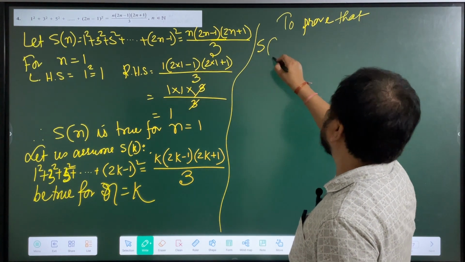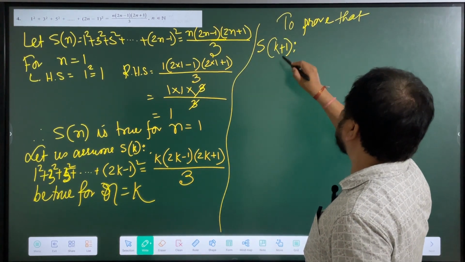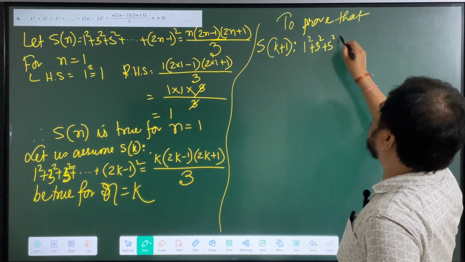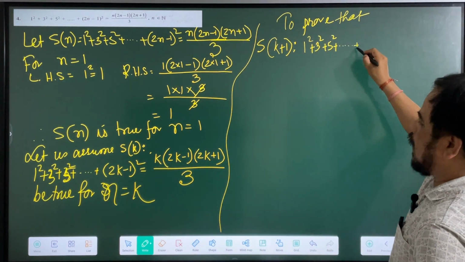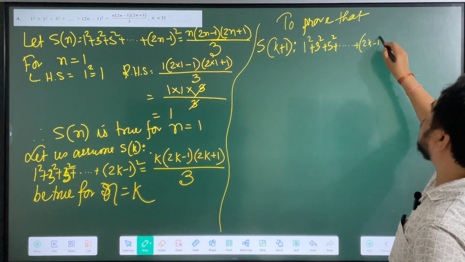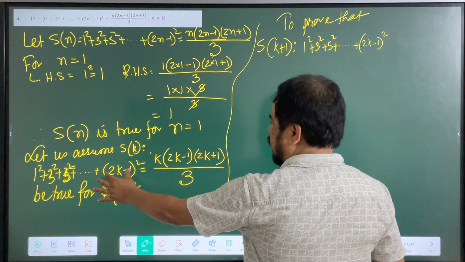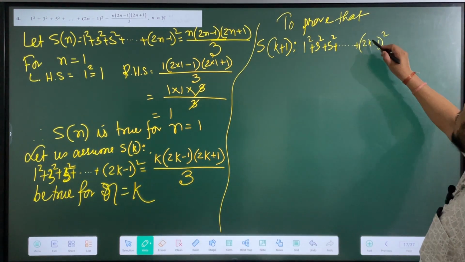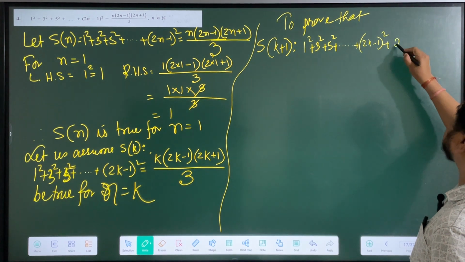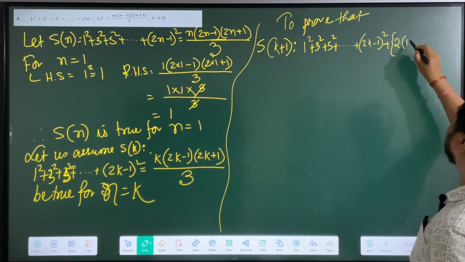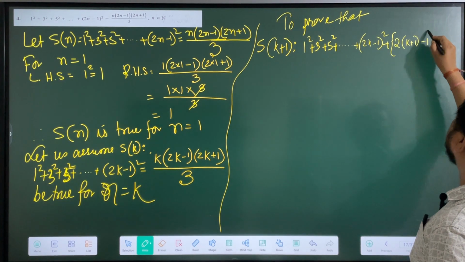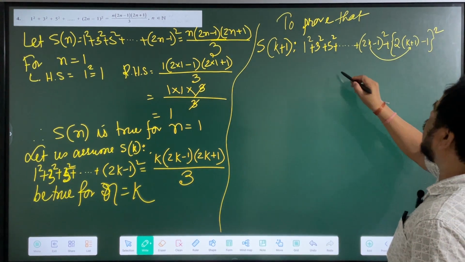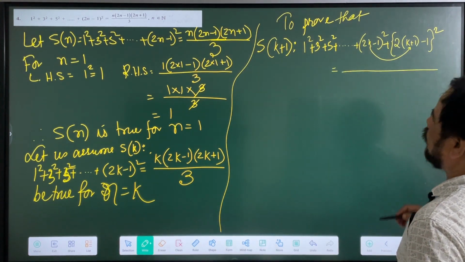For k plus 1, what is k plus 1? Let us see. 1 square plus 3 square plus 5 square plus up to 2k minus 1 whole square, till this must be k. Next, k plus 1: just in place of k, we will write k plus 1. Nothing else. The right hand side we are going to write now.